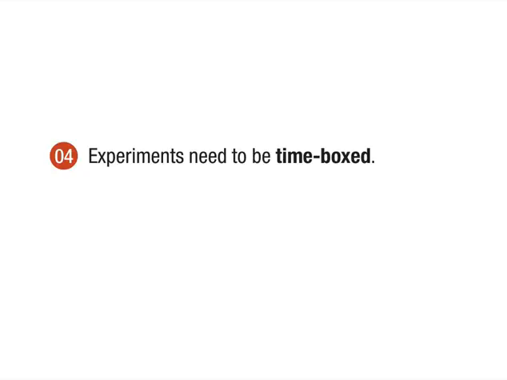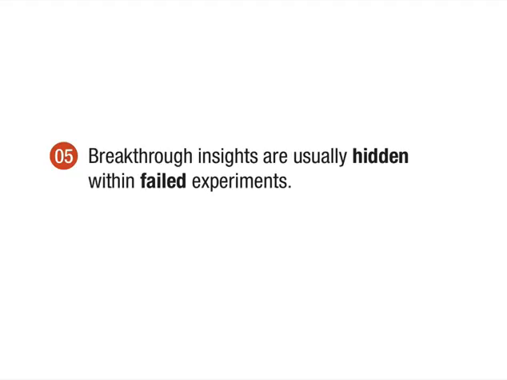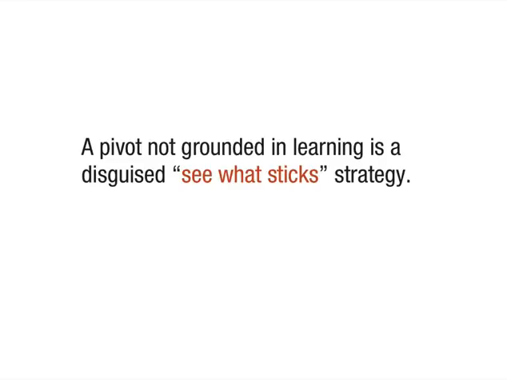Which brings us to the last point on experiments, which is a big one. When experiments fail, many entrepreneurs run away from that failure and are quick to change direction drastically, justifying it as a pivot. Unfortunately, the word pivot has become an overly abused lean startup term. A pivot represents a change in strategy, and it needs to be grounded in learning. Otherwise, it's just a disguised see what sticks strategy, which is not the most optimal way for finding a plan that works.